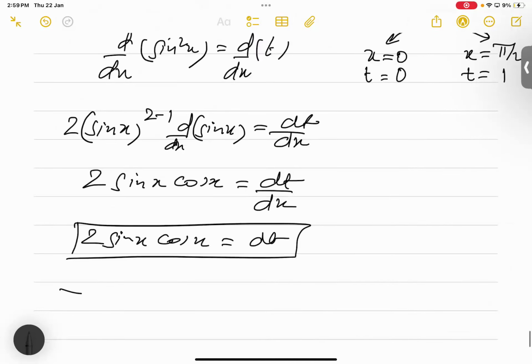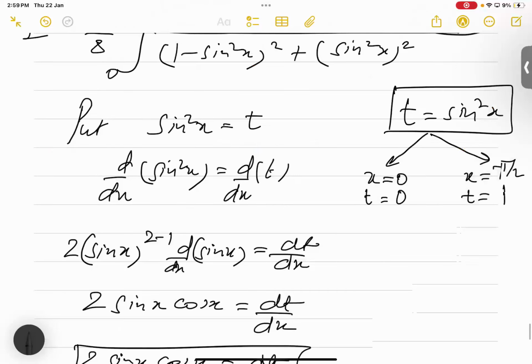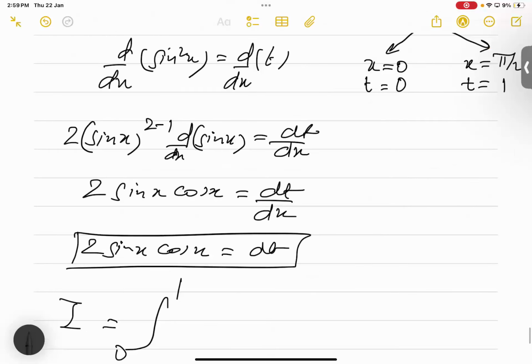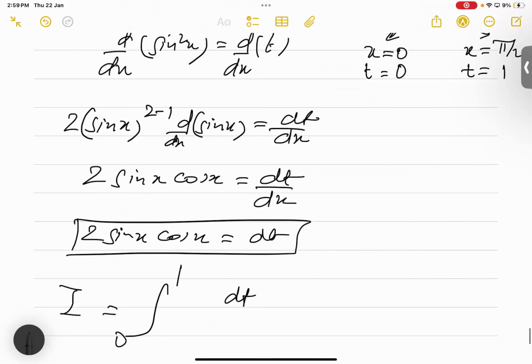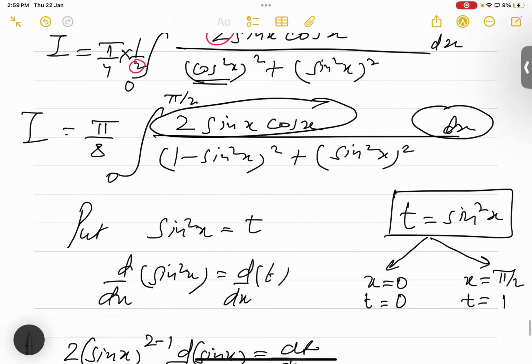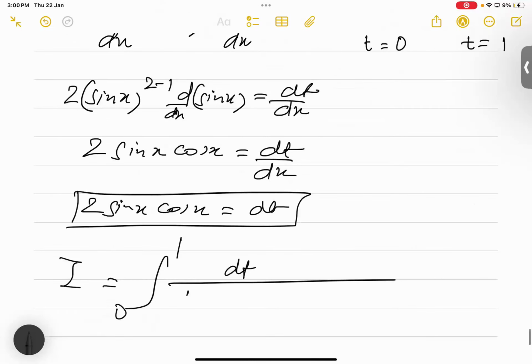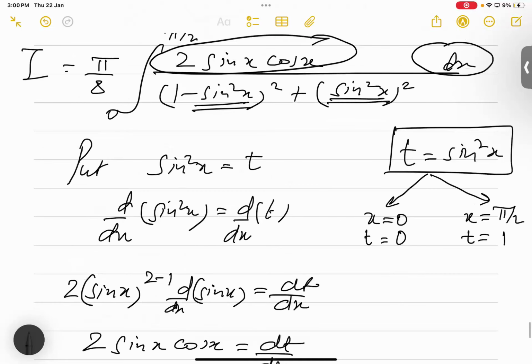So I from 0 to 1, we have changed the limits. 2 sin x cos x is dt. Now you have to be extra careful over here. What is sin square x? t. I have seen students writing t square over here. It's not t square. 1 minus t. Sin square x is t, sin x is not t. So 1 minus t the whole square plus t square. Clear?